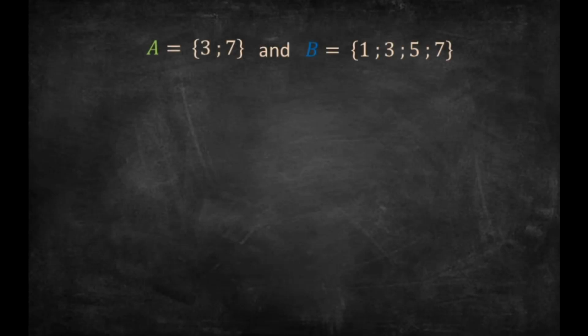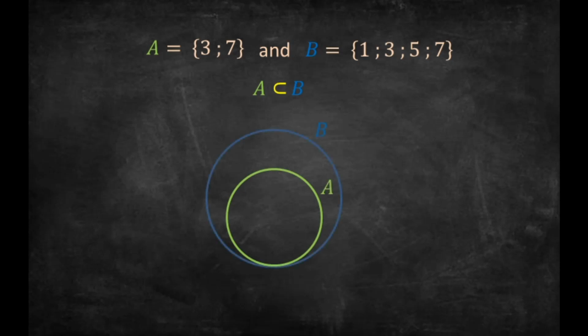We can also use Venn diagrams to denote subsets. Let's say A is a set 3 and 7. B is a set consisting of 1, 3, 5, and 7. We saw previously that A is a subset of B because all the elements in A are also in B. We can denote this with Venn diagrams. Since A is a subset of B, we draw A entirely inside B, and list the elements 3 and 7 in it. The elements 1 and 5 are elements only of B, so they're drawn outside the circle for A.